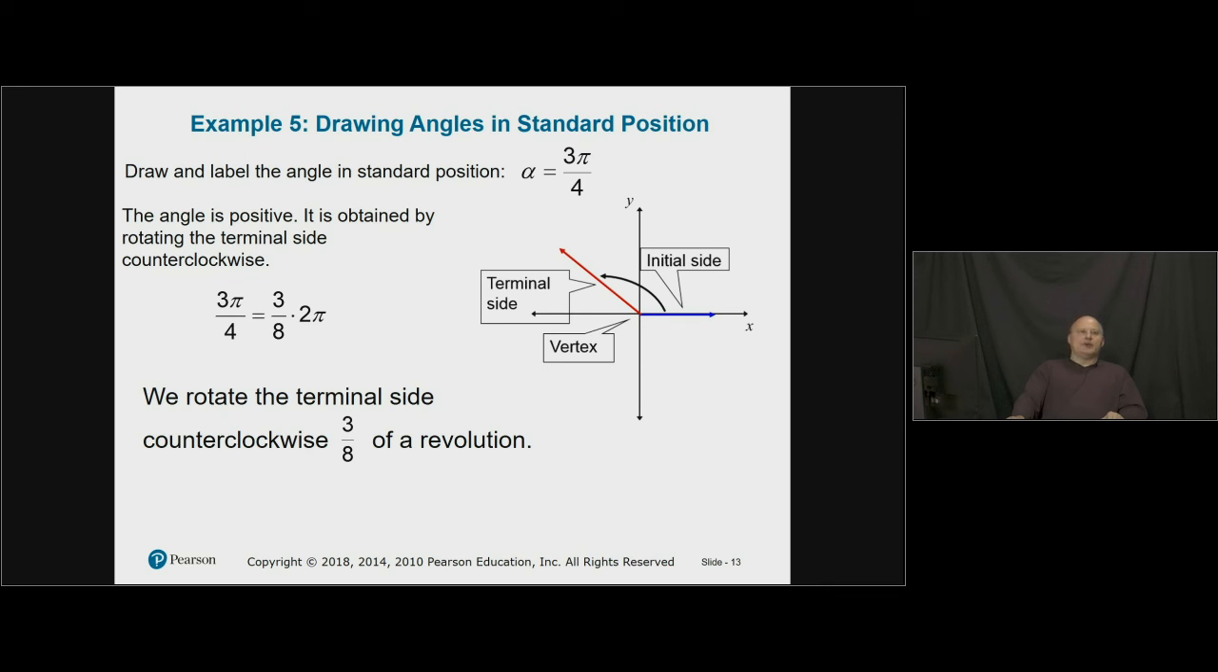So we rotate the terminal side counterclockwise 3/8 of a revolution. And you're like, what is that angle in degrees? You can do this a couple of ways. You can think about it logically. Or you can say, well, I'm not very logical, so I'm going to use the formula. You can multiply 3 pi over 4 by 180 over pi and reduce it down to 135 degrees. 3 pi over 4 is the same thing in our language as 135 degrees.